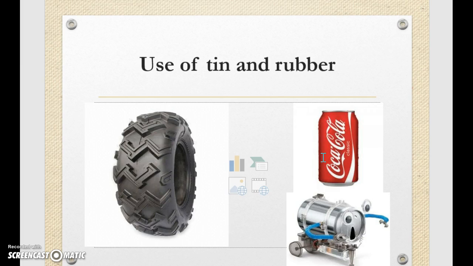Now, I created this slide some time ago. I have no idea what the picture at the bottom right is, but it looks pretty cool.